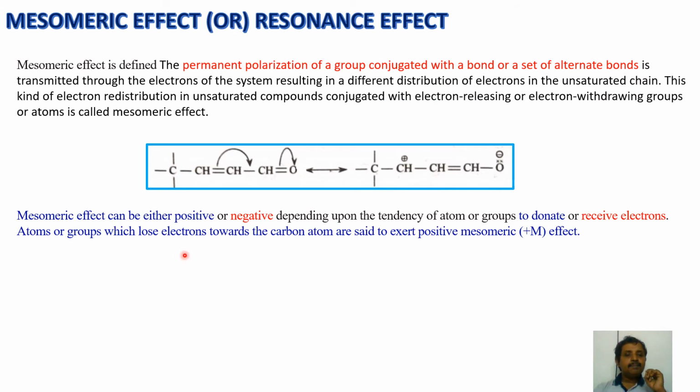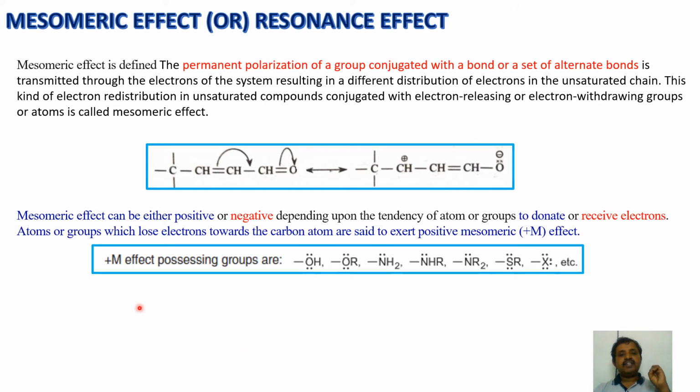The mesomeric effect can be either positive or negative. Positive means supply of electrons. Whenever electrons are moving towards any group, it is called donating. If any group is receiving the electrons, then it is considered a negative group. If any group is supplying the electrons, it shows the plus sum effect, that is positive mesomeric effect. If the group is attracting the electron pairs, then it is called negative inductive effect.